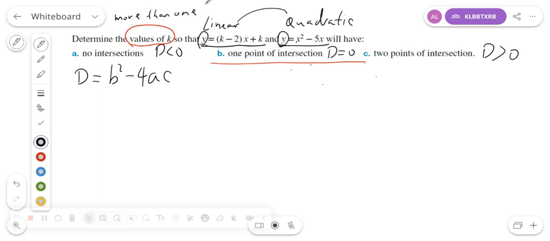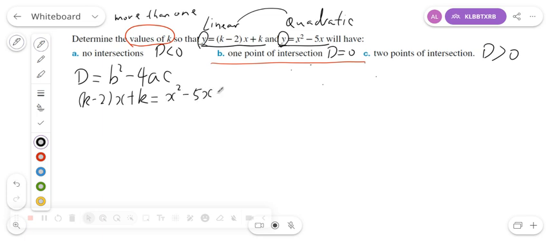So if you're looking for the value of k, we don't really need to worry about x and y. The first step is to link these two together by using y equals y. We know the functions are here, y equals something, y equals something. Because the y are the same, we can equate the other parts together. So we start with (k minus 2) times x plus k equals x squared minus 5x.